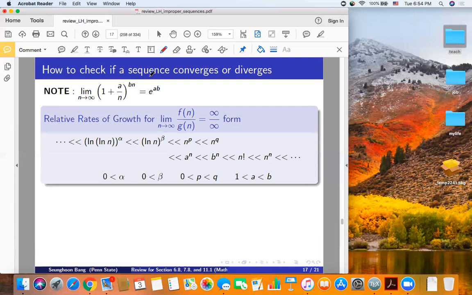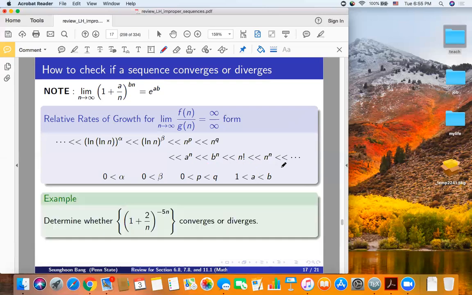So really be careful. One more here. n factorial grows faster than any exponential function. Last one, n^n grows faster than n factorial. We have relative rate of growth. This is a problem.